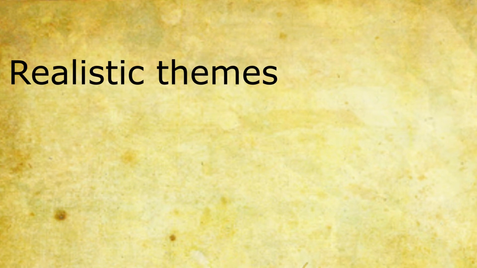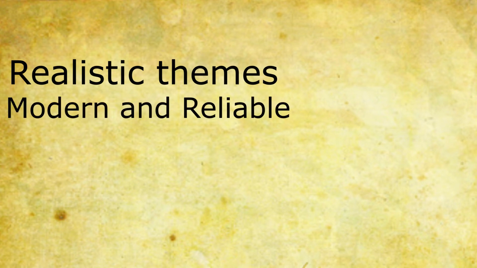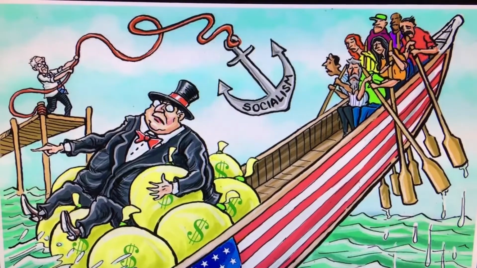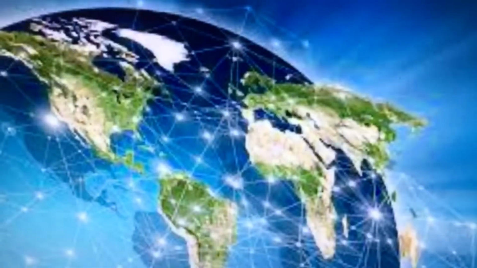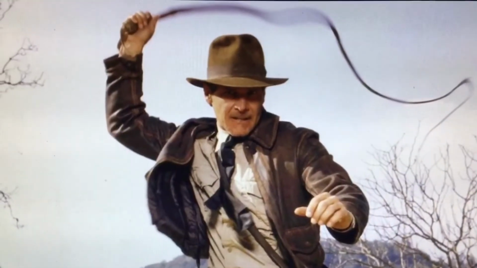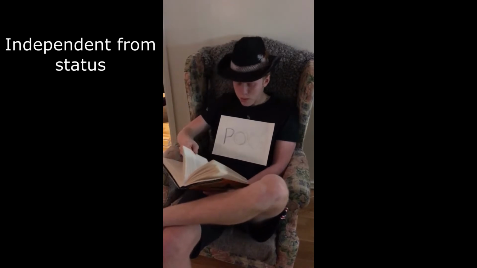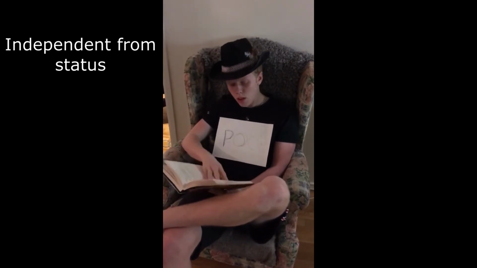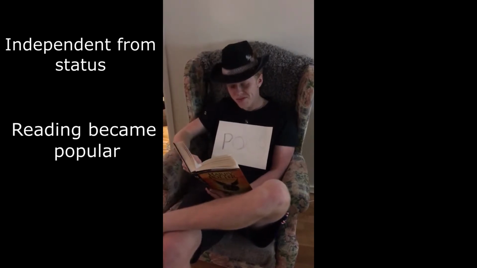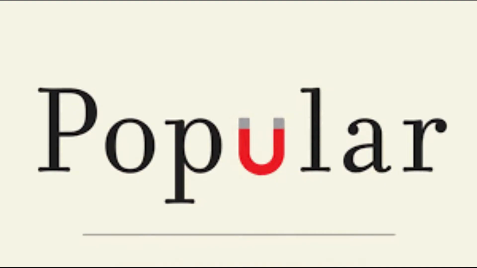Novels during the Enlightenment follow realistic themes that felt modern and reliable as they portrayed society and modern movements for that time, such as capitalism, colonialism, globalization, industrialism, adventuralism. As people started to learn how to read independently from their socio-economic status, reading became more popular as well, thanks to literature growing across all different types of classes in society.